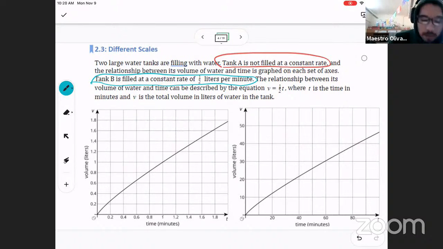The relationship between its volume of water and time can be described by the equation V equals 1/2 T, okay? So V equals 1/2 T, where T is how many minutes, and V represents the total volume of water. We don't have an equation for the red one. We don't know.